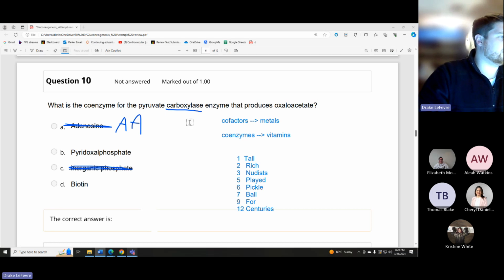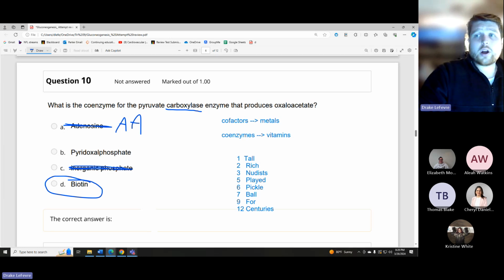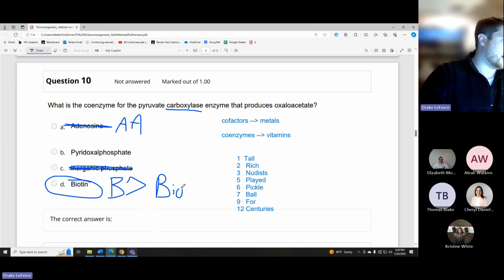So if we look at our pyruvate carboxylase, our answer is going to be biotin. He could also put as an answer choice B7 instead of biotin, or he could also put biocytin. More than likely, though, he'll stick to either biotin or B7. Those are the main two that you'll see. But he could ask it. It could have either of those as an answer choice.